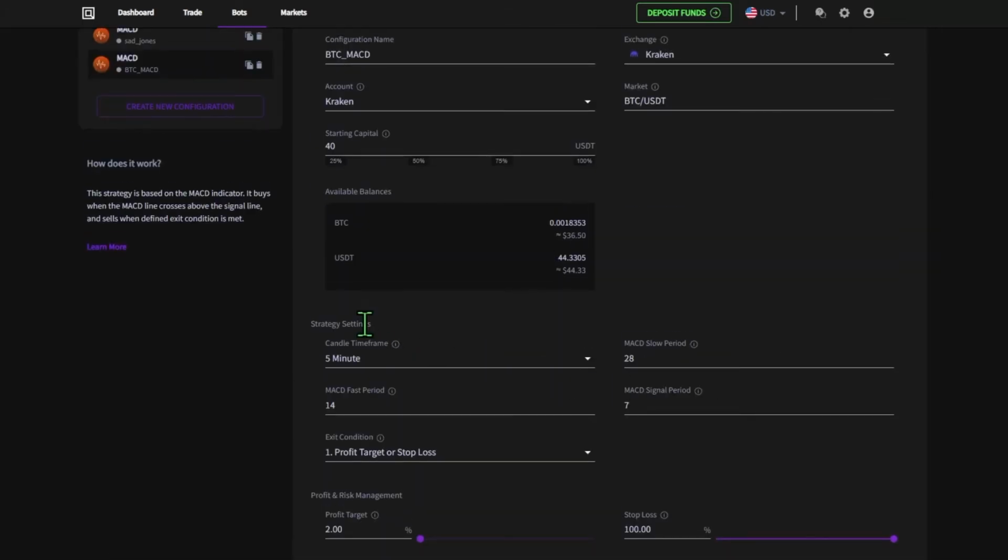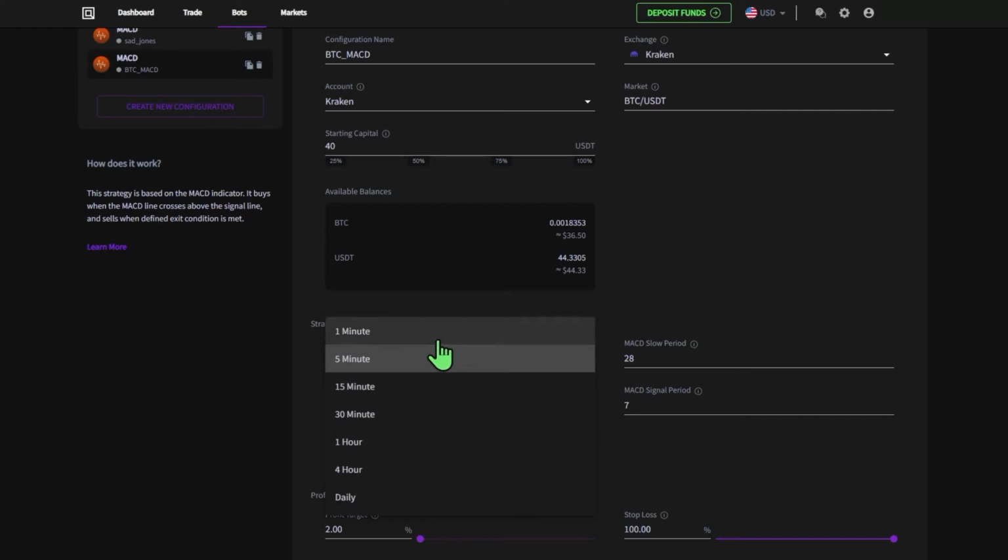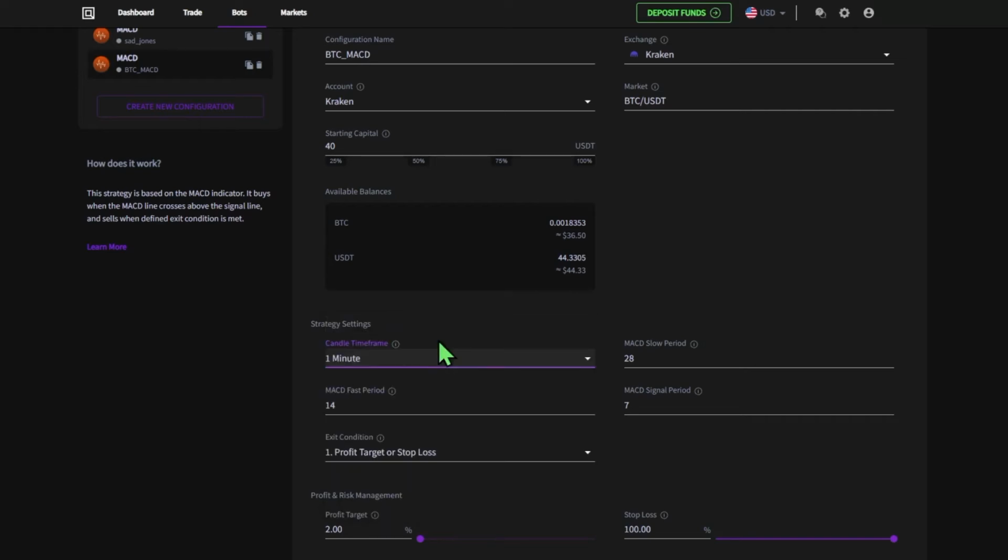Then now you're going to scroll down to your strategy settings, and you're going to select your candle time frame. And your candle time frame is sort of the chart time frame that you use to run this bot on. The lower time frames results in more trades than something that would be higher, and vice versa. So for this sake, we want to make it move pretty fast. We're going to go on the 1 minute time frame.